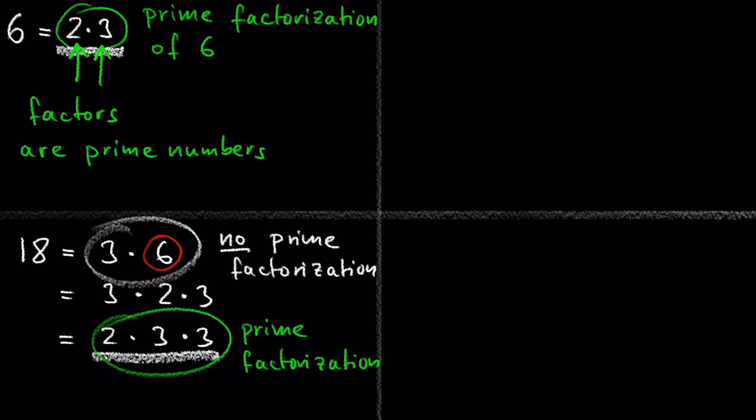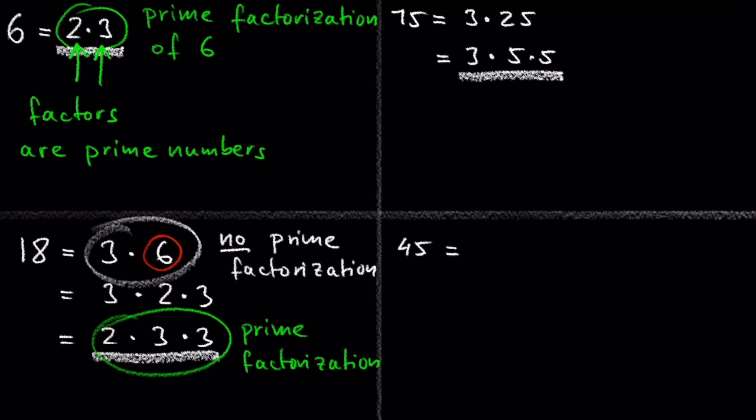What about 75? We can factor the 75 into 3 times 25. Now, can we break down the 3 any further? Unfortunately, no. But we can break down the 25 into 5 times 5. Five is prime, so it can't be broken down any further. So the prime factorization of 75 is 3 times 5 times 5.